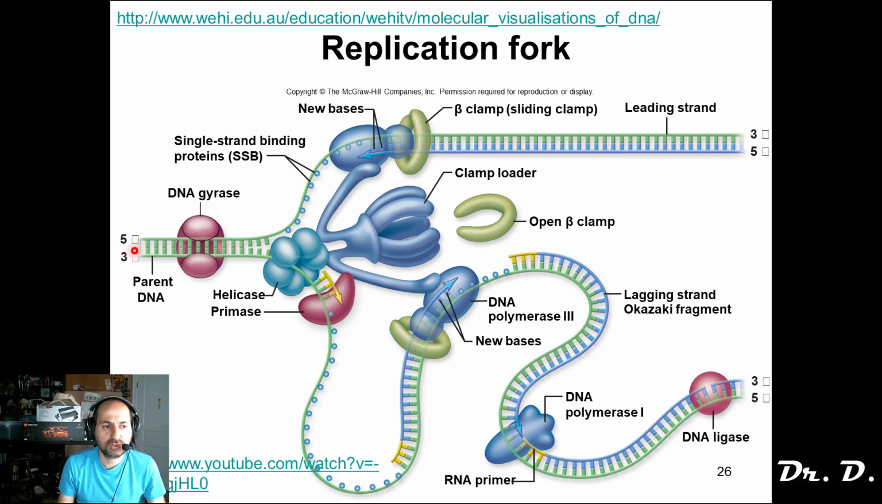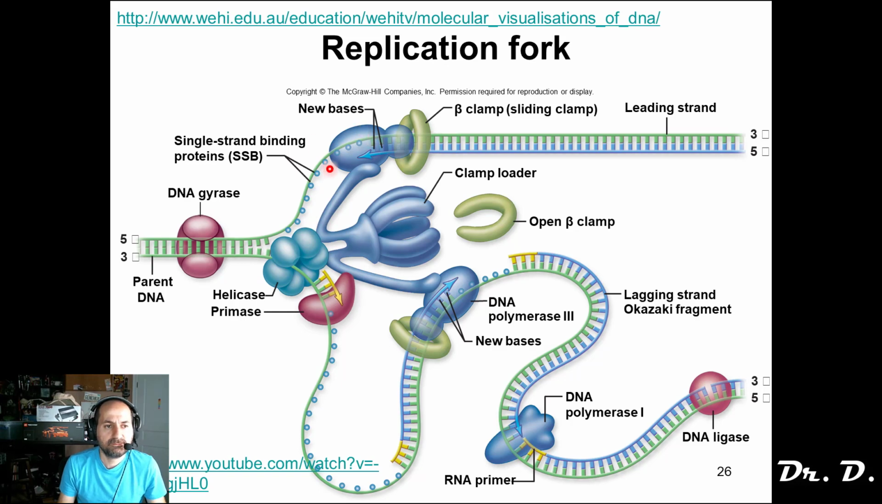Remember, you've got in green, you have the double-stranded DNA that you're trying to copy. The enzyme here, helicase, unwinds the two strands, unzips the DNA. And then you have those single-strand binding proteins. You see each one of these blue dots is those single-strand binding proteins keeping the two strands apart.